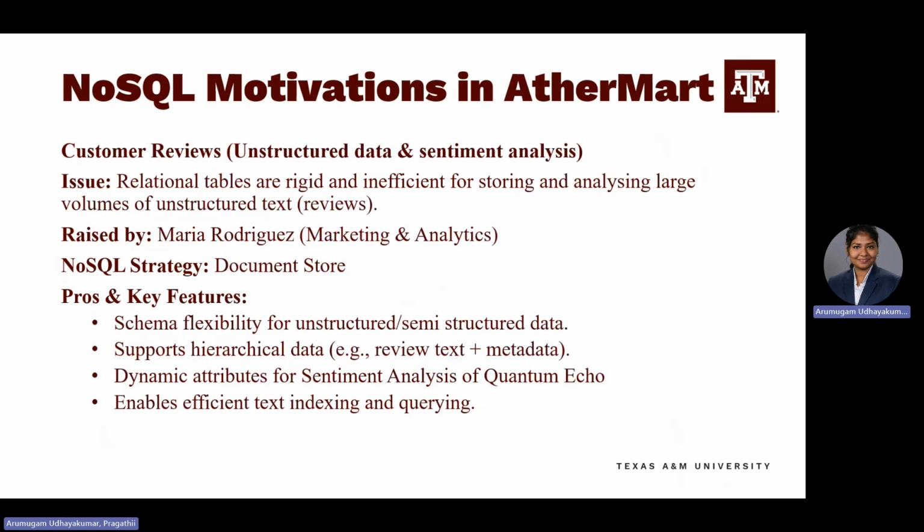The second use case is customer reviews. Maria pointed out that marketing has to analyze customer reviews of the newly launched product Quantum Echo. Parsing all text from a relational table is complex since it is unstructured. Thus, we can utilize a document store since it provides schema flexibility for semi-structured or unstructured data. And we can store hierarchical data also, which means we can store the review text plus its metadata. And a document store also supports dynamic attributes, which means we can dynamically store attributes that are really helpful for sentiment analysis of any of the given text reviews. And also we can create nested attributes and support text indexing and querying fast.